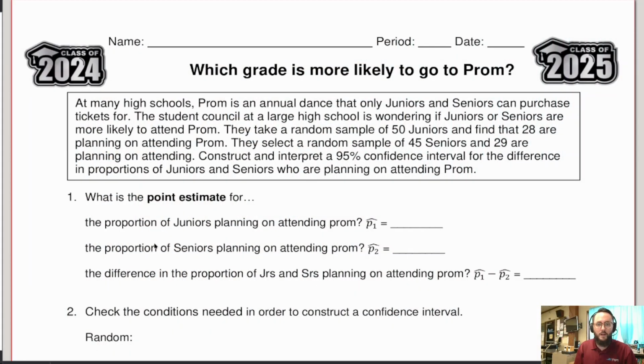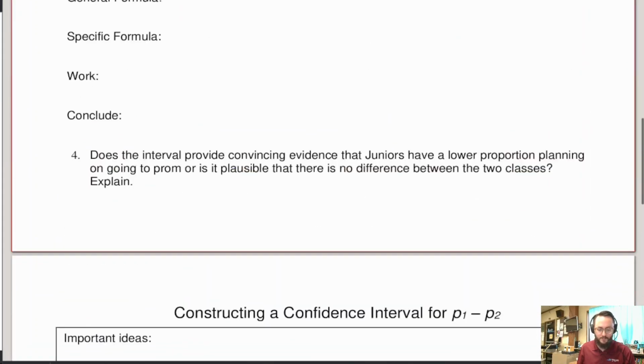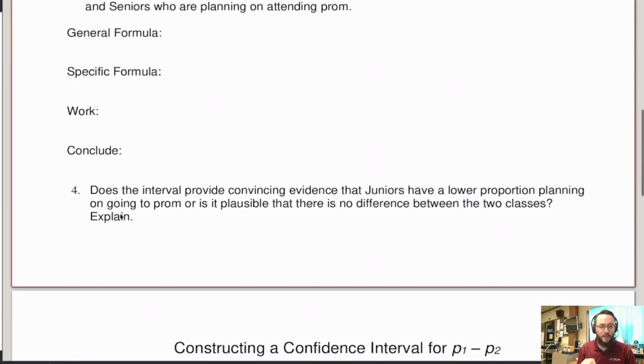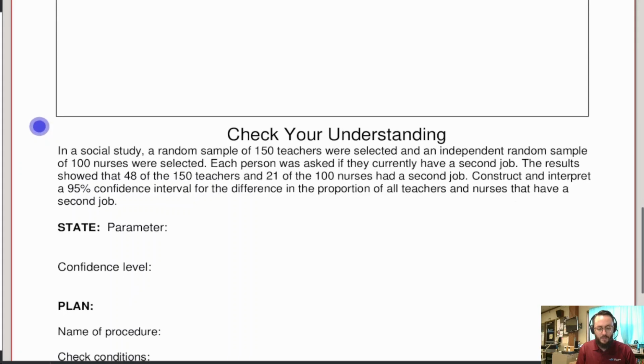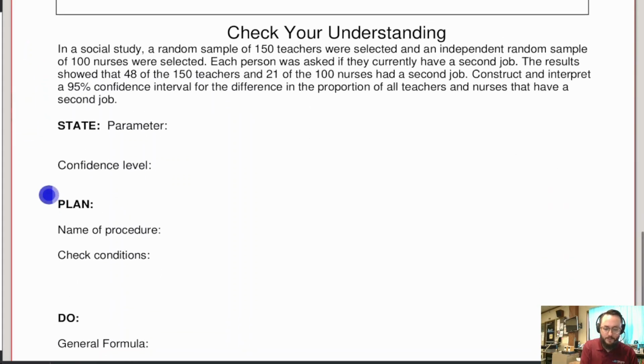In this video, we're going to be doing another Check Your Understanding, this time on the assignment handed out on March 20th, although we did the Check Your Understanding today. Well, today is when I'm recording it, March 21st. So the original assignment was about juniors versus seniors going to prom, right? Confidence interval for two proportions, p1 minus p2. We're going to go through the Check Your Understanding of this one.